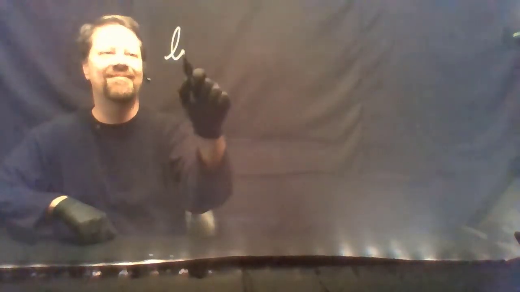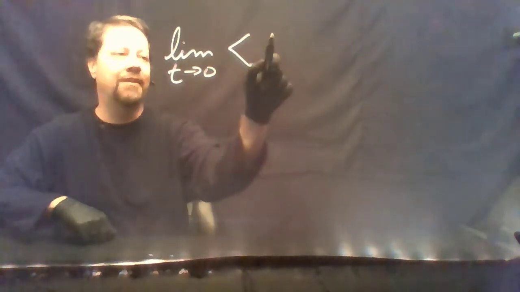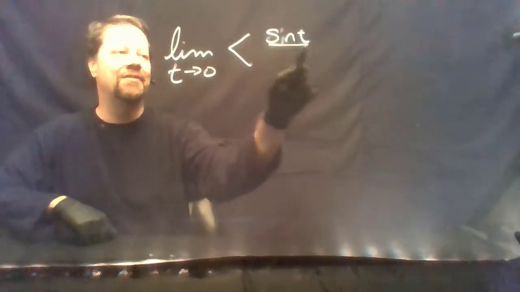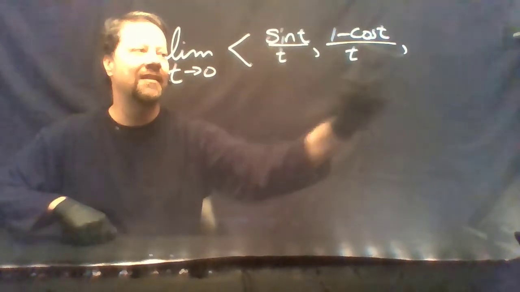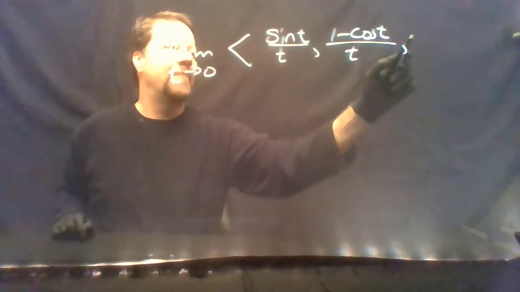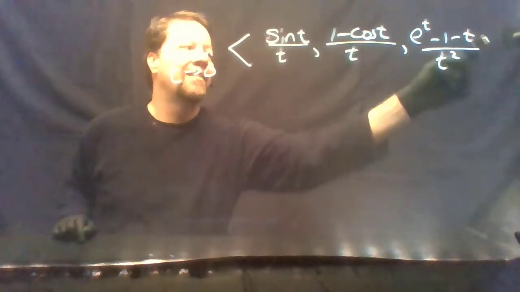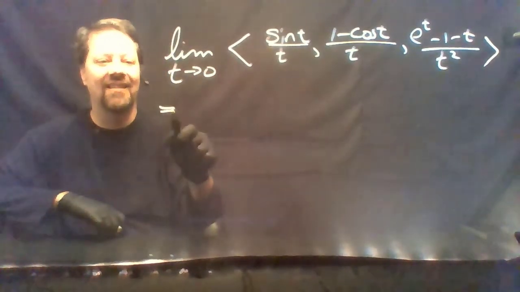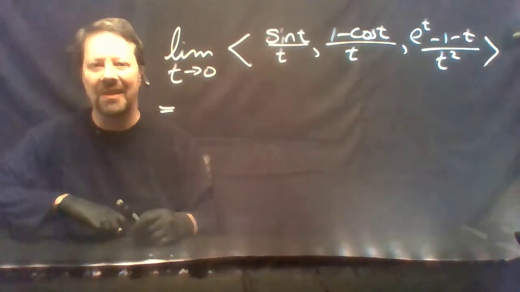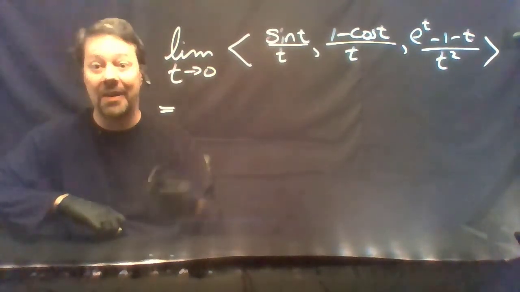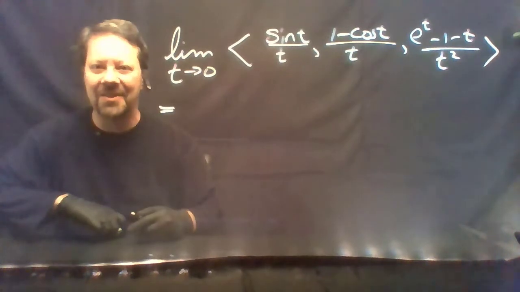Let me give you an example. So suppose I'm calculating the limit as t goes to 0 of the vector-valued function. Let's do sine t over t. How about 1 minus cosine t over t? And then let's do, how about e to the t minus 1 minus t over t squared. To calculate the limit of the vector-valued function, I just need to calculate the limit of each coordinate separately. Well, that's good news because you know how to do those limits. The bad news is one problem is converted into 3 or 4 or however many dimensions you're working in.